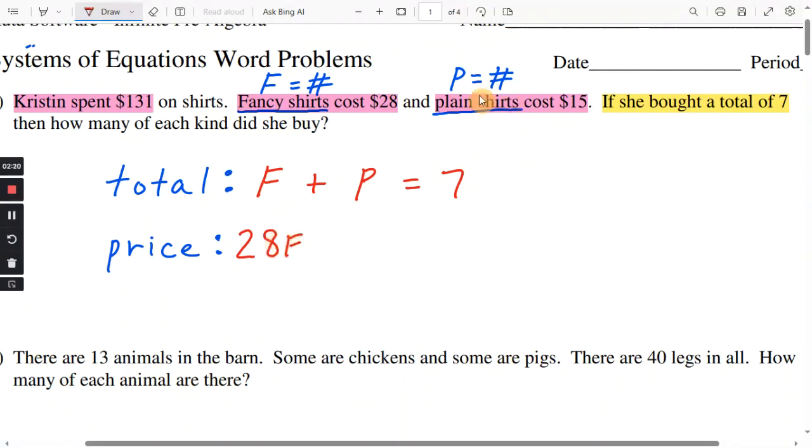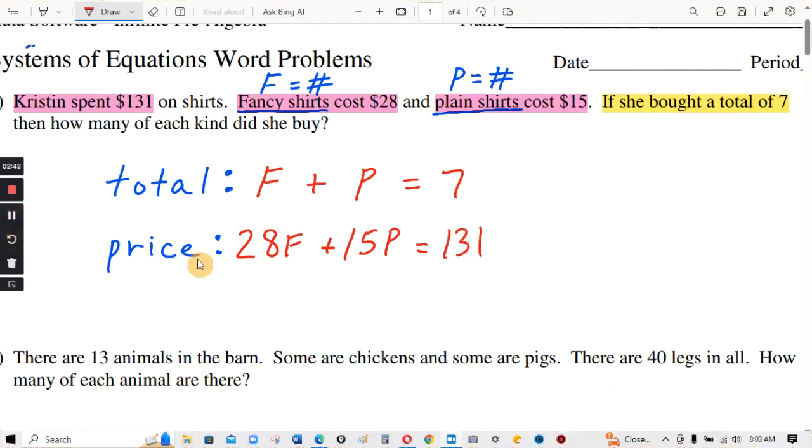And if P is the number of plain shirts and they each cost $15, the total amount paid for plain shirts is going to be 15 times P. And that's going to equal the total amount paid, which is $131. So now we have 2 equations. We have 2 unknowns, F and P, and we can solve.